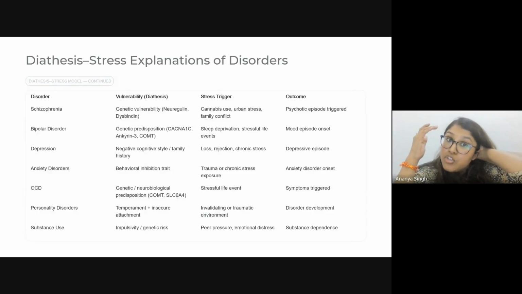Last is substance use. Impulsivity is a major vulnerability in terms of substance use. And then there's also genetic risk. The genes involved are not particular; they're studied for different substances separately. But largely, we need to know that there is a genetic risk. Stress is peer pressure or emotional distress.